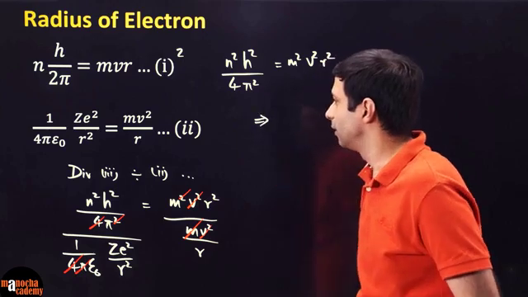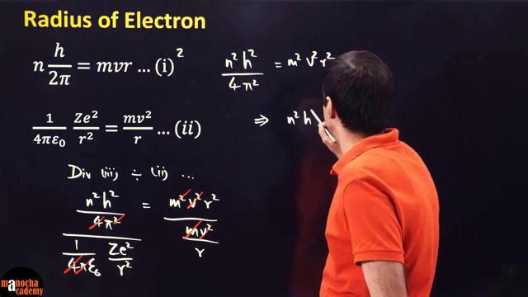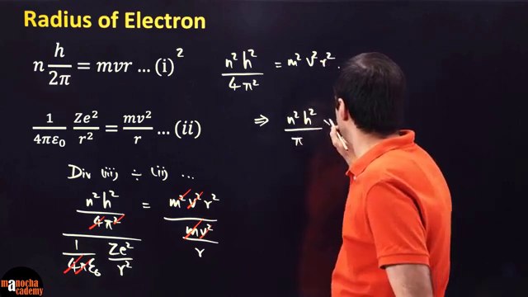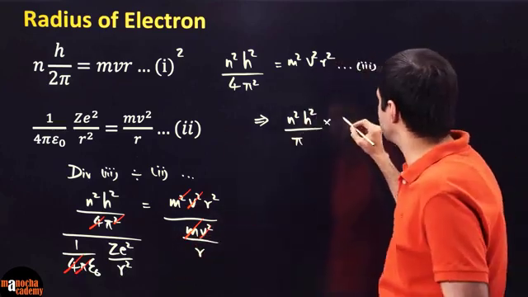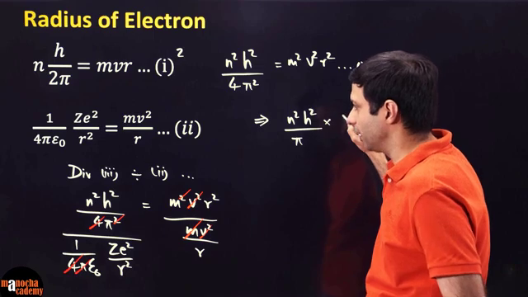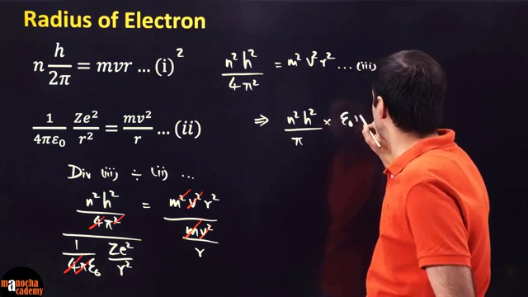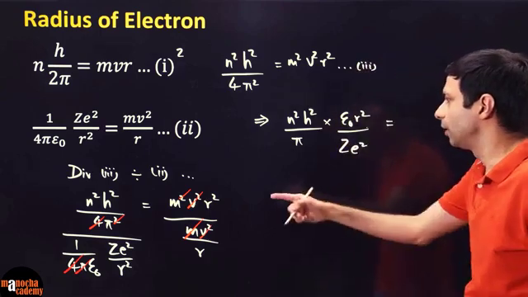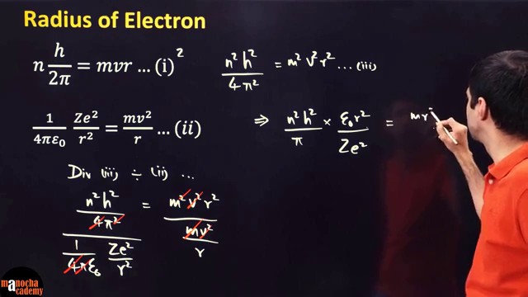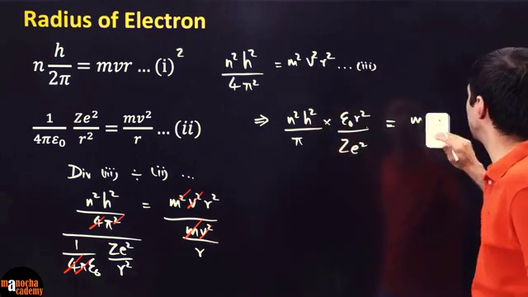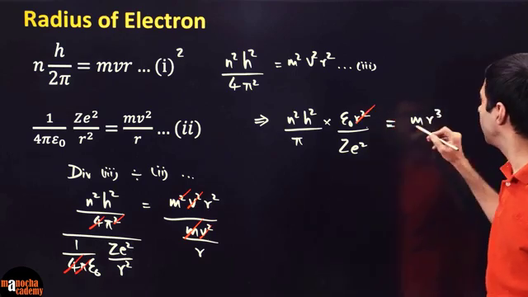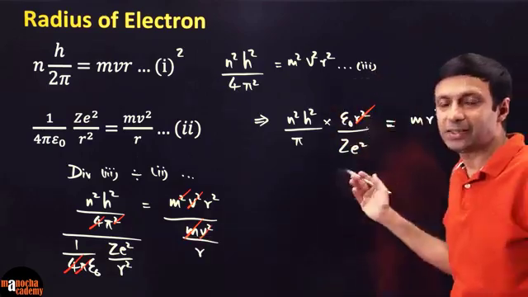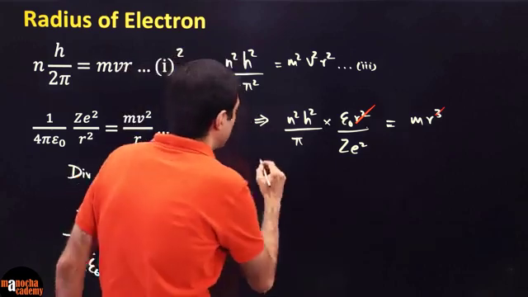So we are basically getting n square h square divided by pi, and since we are dividing by this, we'll take the reciprocal. So this will go on top here. So we'll get epsilon naught r square divided by z e square. And on the right hand side, what do we have? We have m r square, and this r goes on top, so it becomes m r cubed. So once again, r square and r cube will cancel, so we are just left with an r. So that's exactly what we wanted. So if we simplify this and bring r to one side, we are basically done.